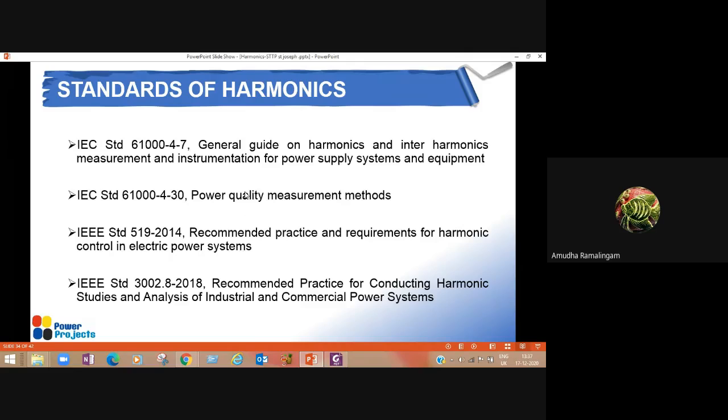Actually, there are a lot of IEC and IEEE standards. I have just mentioned important standards among IEC and IEEE. Regarding IEEE, we have two important standards. One is 519, that is recommended practice and requirements for harmonic control. And another one is 3002 part 8, which deals with recommended practice for conducting harmonic studies and analysis for industrial power systems. Okay. So all these are important standards in IEEE and IEC that deal with harmonics.